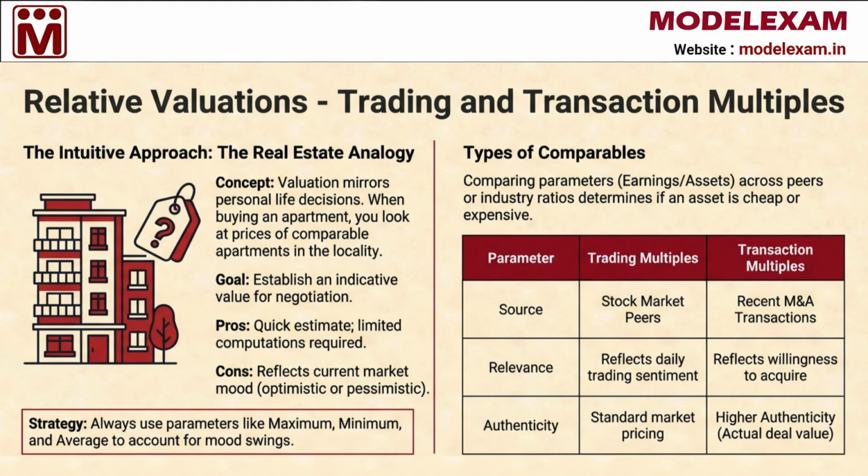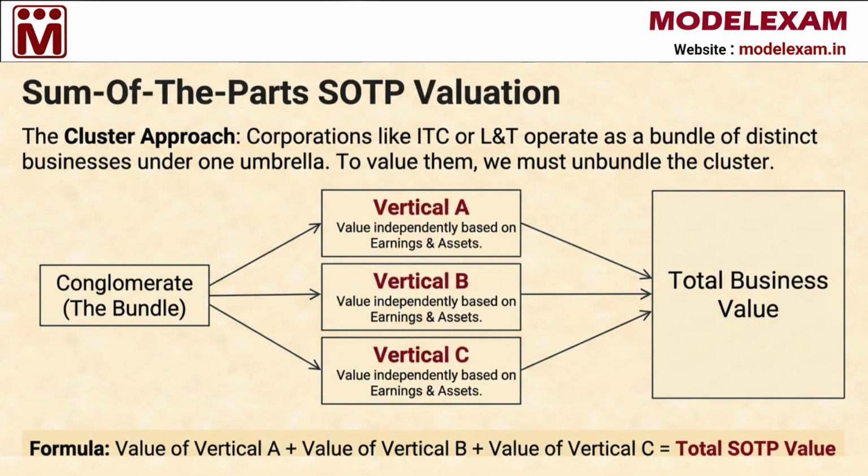Now that we understand how to value a company by comparing it to others, let us explore how to handle companies that are actually a collection of many different businesses. Next, we will look at sum of the parts or SOTP valuation. This is also known as the cluster approach. Large corporations like ITC or L&T often operate as a bundle of distinct businesses under one umbrella. To value them correctly, we cannot look at the whole bundle at once. We must unbundle the cluster.